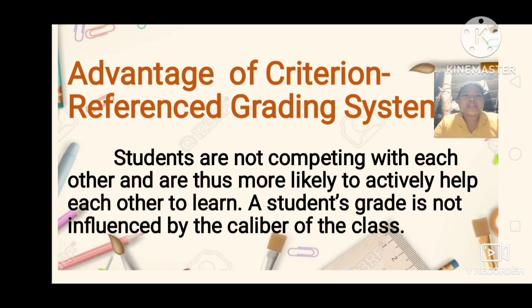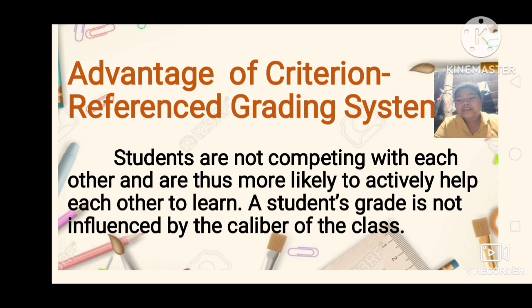Students are not competing with each other and are thus more likely to actively help each other to learn. A student's grade is not influenced by the caliber of the class. We should take note that in a criterion reference grading system, students can help a fellow student in group work without necessarily worrying about lowering his grade in that course.